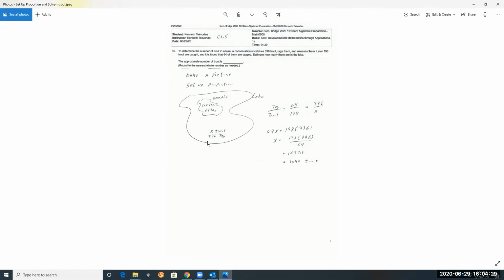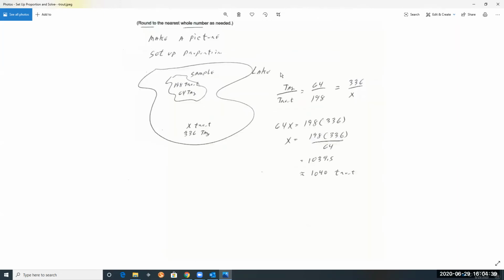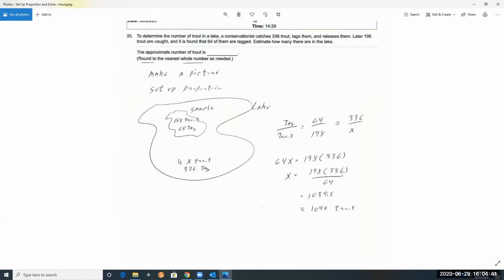So we have our lake, which has an unknown amount of trout. In this lake, we tagged 336 trout. So I put those facts down. We release them. They swim all around. Some die, some new ones are born. But we catch a representative sample, a smaller lake if you like. And in this sample, 64 of them are tagged. And the sample contains exactly 198 trout.